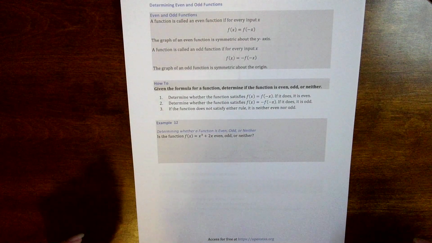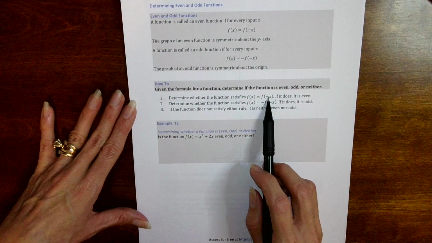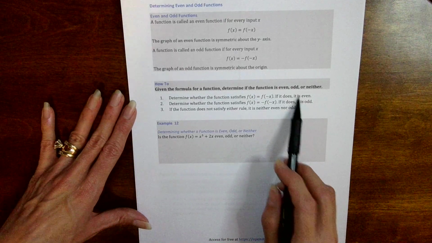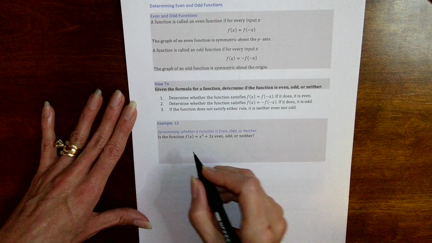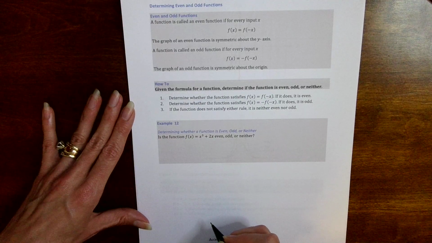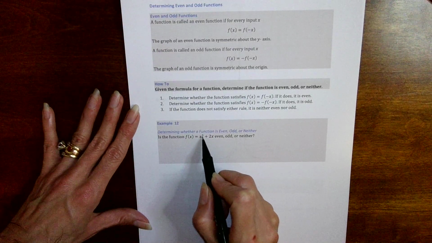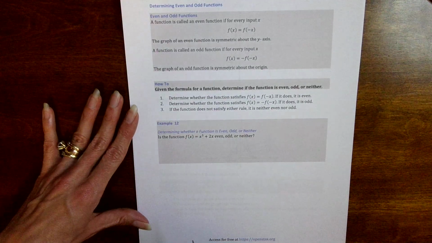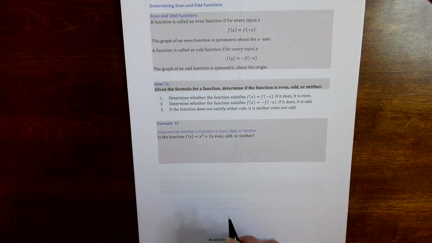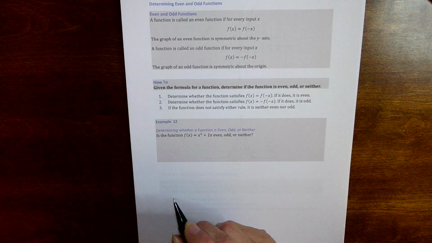So let's look at this. I normally start with even, because then I can take this value and multiply it times -1 and see if it's odd, and if it's neither, then I write neither. So this says, is this function f of x equal to x cubed plus 2x even, odd, or neither? Okay, so first of all, it would be very unusual for this to have a 3 as its degree and be an odd function. But sometimes it can happen, but it's very highly unusual. In math I don't say never, but I say probably not.